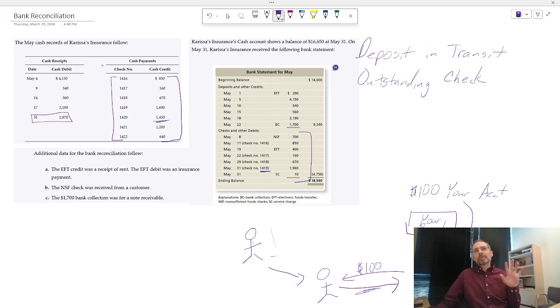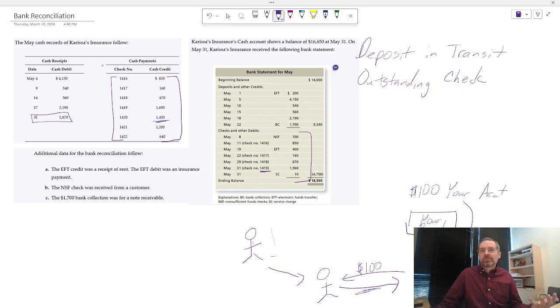All right, so those are the main differences when we're looking at things that aren't on the bank statement that we think should be. So the two main things are deposits in transit and outstanding checks. Again, those are things that are missing on the bank statement. Let's look at it the other direction now. There are a lot of things on the bank statement that we didn't know about. And what are some of those things?